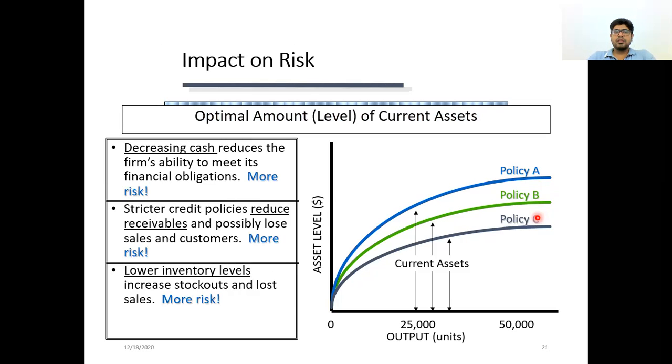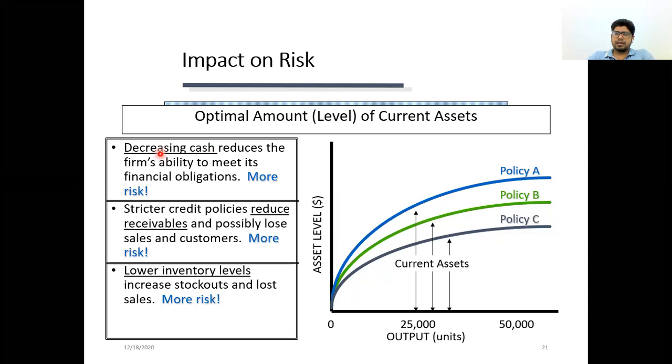Right. Now we will look at the impact of working capital policy on risk. So we know financial management is all about risk and return, right? So at this moment also we will look at the impact of working capital policy on risk. Right.